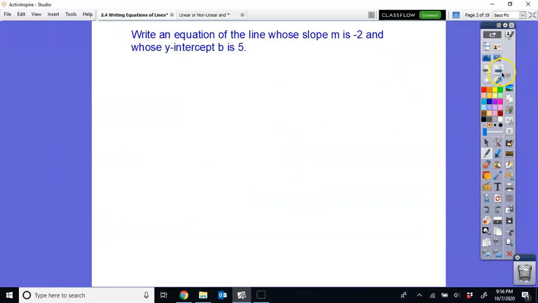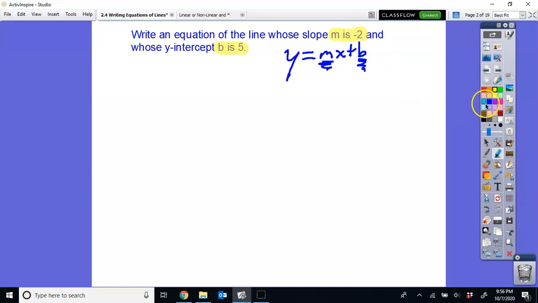So the first example we're going to look at is when we write an equation of a line, and we are given the slope, and we are given the y-intercept. So we're going to write this equation of this line, whose slope m is -2, and whose y-intercept b is 5. Notice, like we talked about, that slope-intercept form, y equals mx plus b. The m and the b are the key things that make this function. And so what we have in the problem is m is given to us, -2. B is given to us, 5.